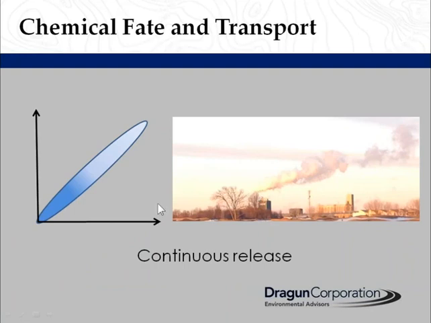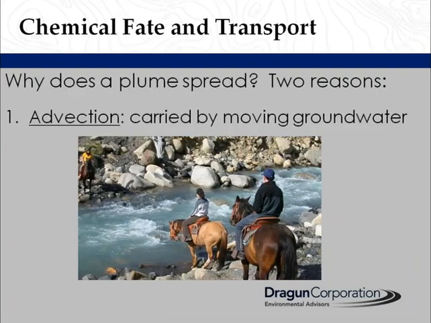There's a continuous source here. So we could have another type of test where we have a continuous source and our plume would look like this. So it's important to understand whether you have a continuous release or not into the groundwater. So once you have your release, why does the plume spread?